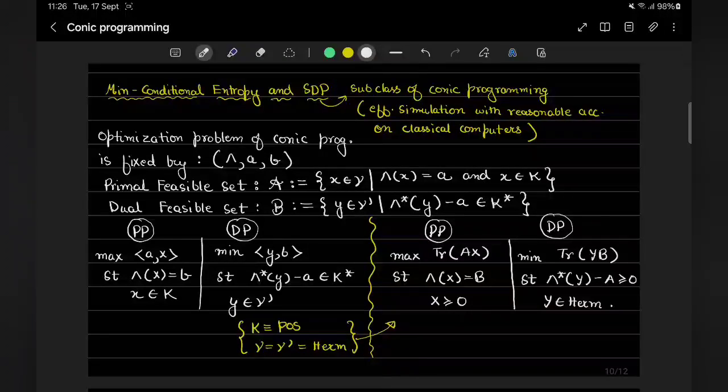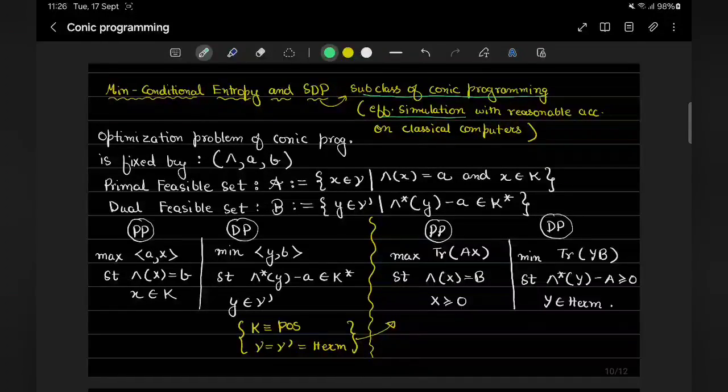So the idea of semi-definite program is that it is a subclass of conic programs. It is a subclass of conic programming which is efficiently simulated by classical computers, and there is reasonable accuracy in the output. So these are just words and some motivation.